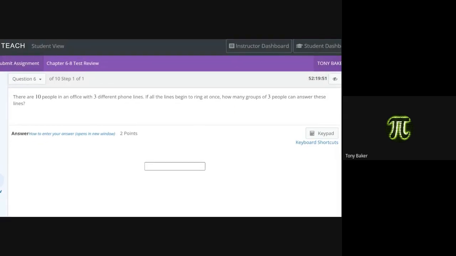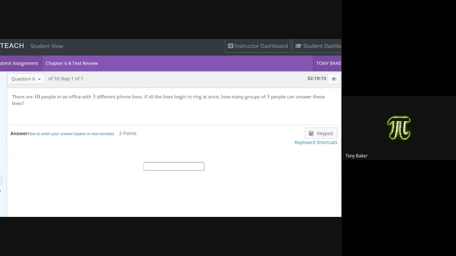All right. So there's 10 people in an office with 3 different phone lines. If all the lines begin to ring at once, how many groups of 3 people can answer these lines? So this is a permutation and combination problem. So this is that P or the C. The question that you have to ask is, does order matter? No, because it says they're all picked up at once. So it doesn't make a difference who picks up. It's like 3 people are going to pick them up.